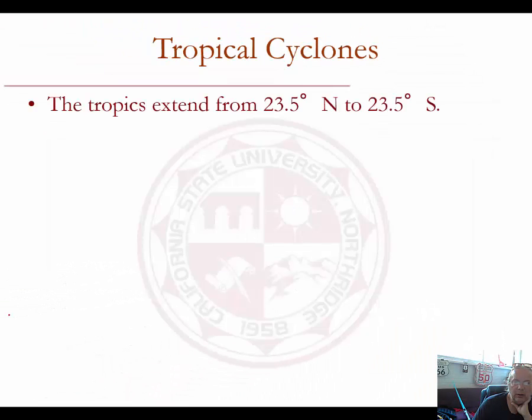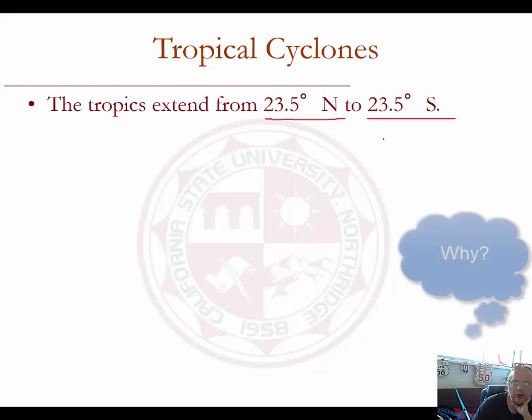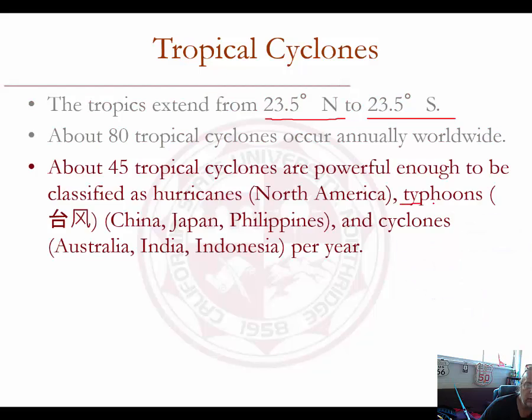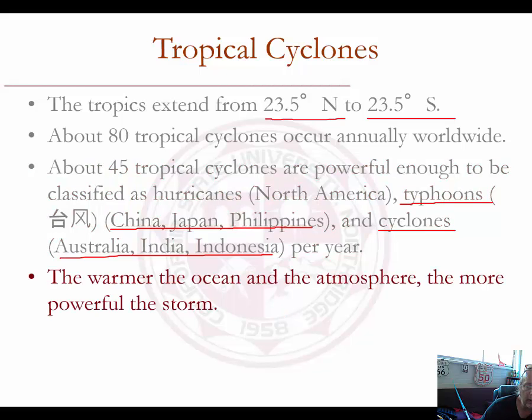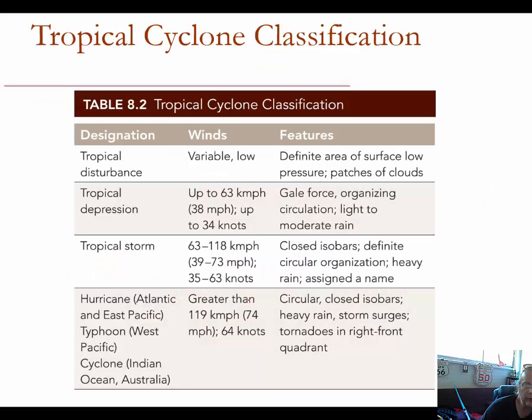Tropical cyclones, what we call hurricanes in the United States, develop just north or just south of the equator, but do not develop over the equator itself. Hurricanes are called typhoons by the Chinese, Japanese, and the Philippines, and they're called cyclones by the Australians, Indonesians, and Indians. They require warm ocean water and the atmosphere above it to get saturated with air, and the warmer the ocean and the atmosphere, the more powerful the storm is.